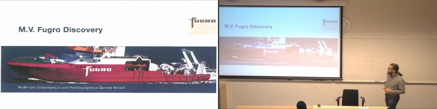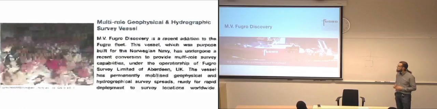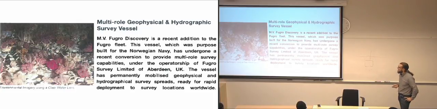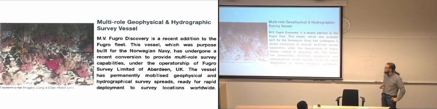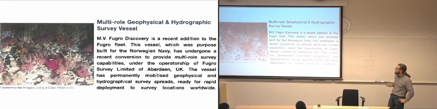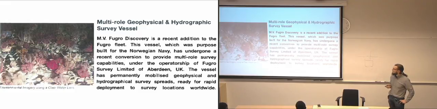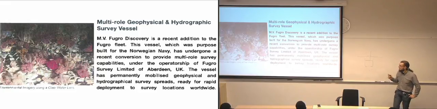There's another one, the Fugro Discovery, which is a survey vessel, a hydrographic and geophysical survey vessel. So they basically use it all over the world. It was originally purpose-built for the Norwegian Navy, but has then been sold by the Navy to the Fugro company, who have converted it to a multi-role survey ship.